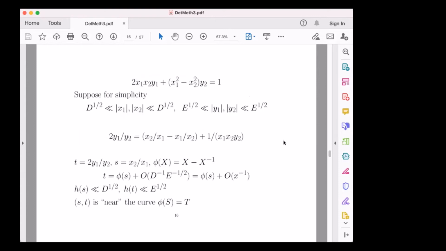So let's see how we do that. Here's the equation we want again. For simplicity, I'm going to suppose that both x1 and x2 are of exact order square root of D, and similarly that y1 and y2 are both of exact order E to the half. That will just keep things slightly simpler.